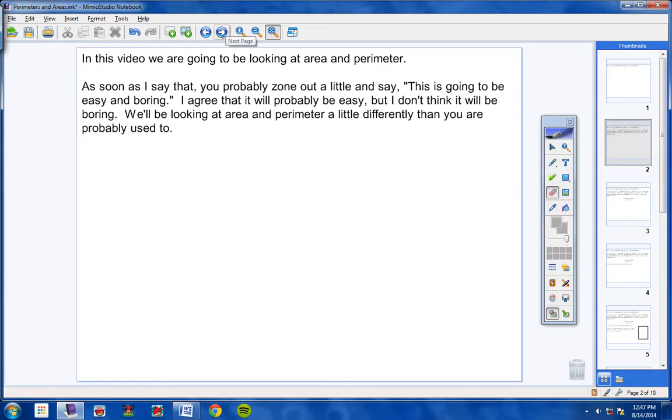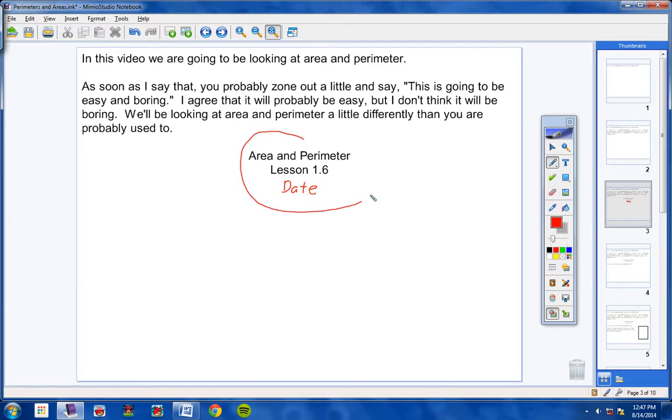Go ahead and write this in your notes, please. Your heading today is area and perimeter. Please write that down, area and perimeter, and the lesson number is 1.6. So please copy that in your notes. I would also include today's date so that you have really organized notes. Okay, so please copy this in your notes: area and perimeter, lesson 1.6, and today's date.